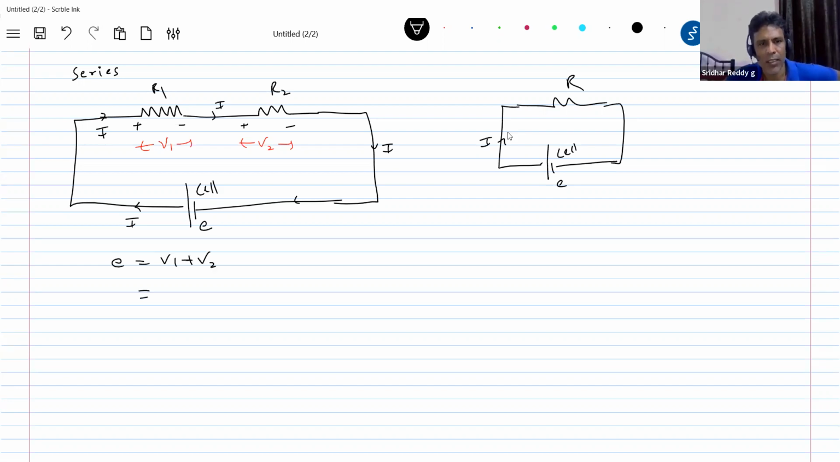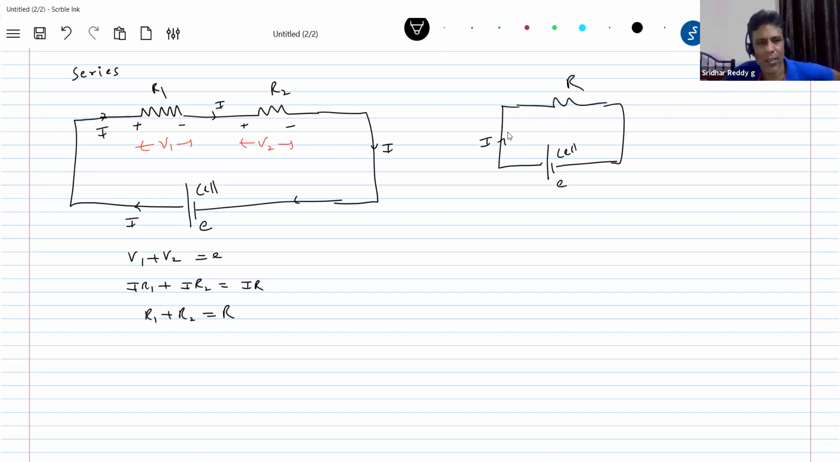What is V1? V1 plus V2 equal to E. What is V1 from here? According to Ohm's law, IR1. This is IR2. Looking at this, E is equal to what? The potential drop across the equivalent should be equal to I into R. So therefore, R is R1 plus R2. This is the effective resistance.